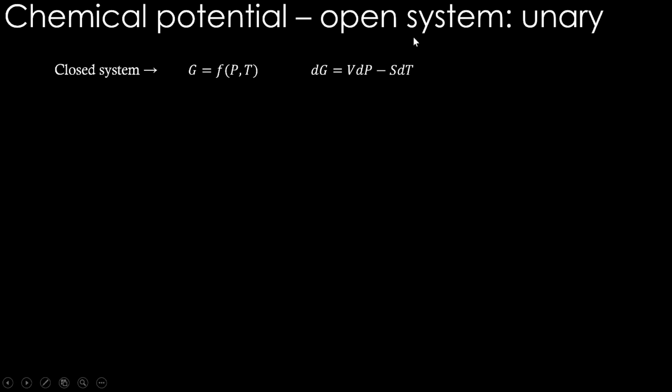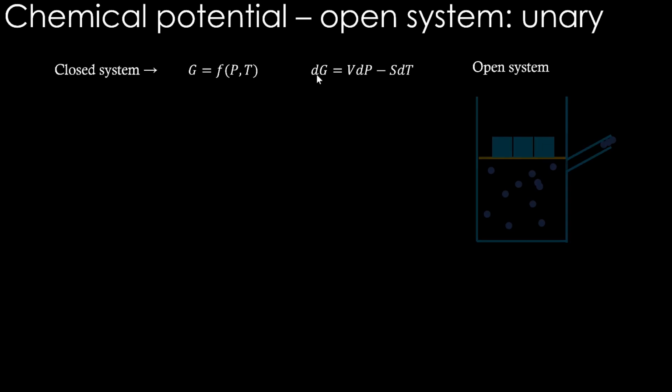Chemical potential becomes actually very important in open systems, where we will consider first a unary system. If it is a closed system, we know Gibbs energy is a function of pressure and temperature, and dG equals VdP minus SdT. We got this from the combined first and second law using Legendre transformation, if you remember. So this particular equation has change in P and change in T giving change in G, right? Now this is true for a closed system. What if we have an open system?